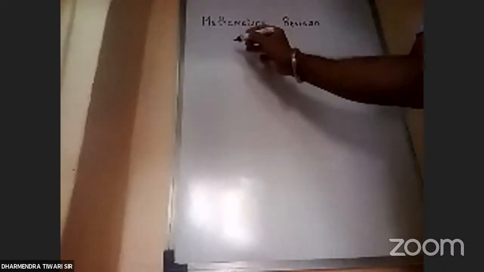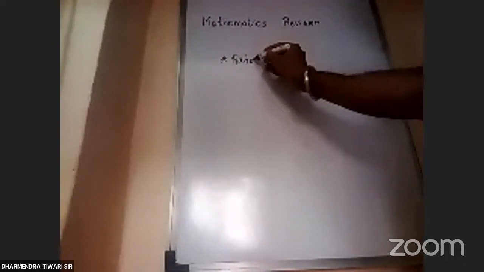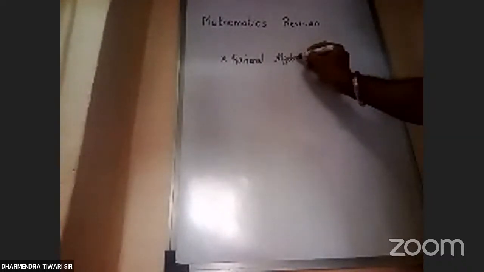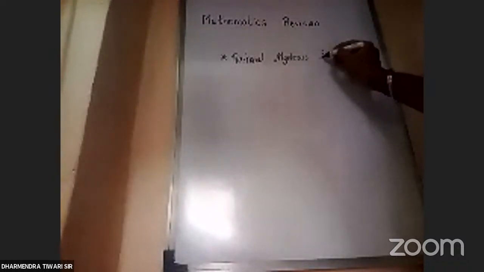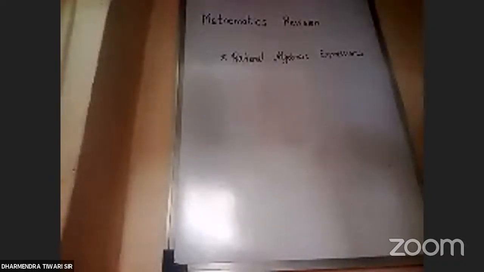Let's take an example, simplify. I will be writing the title: rational algebraic expressions. This is the title. Rational means having an algebraic expression in the numerator as well as in the denominator.